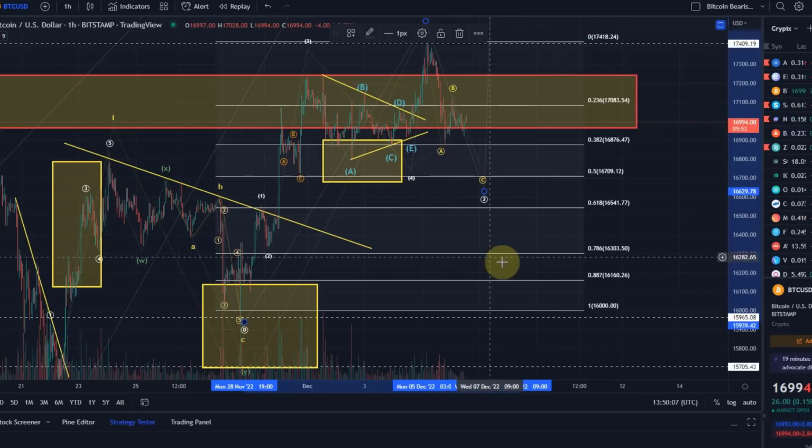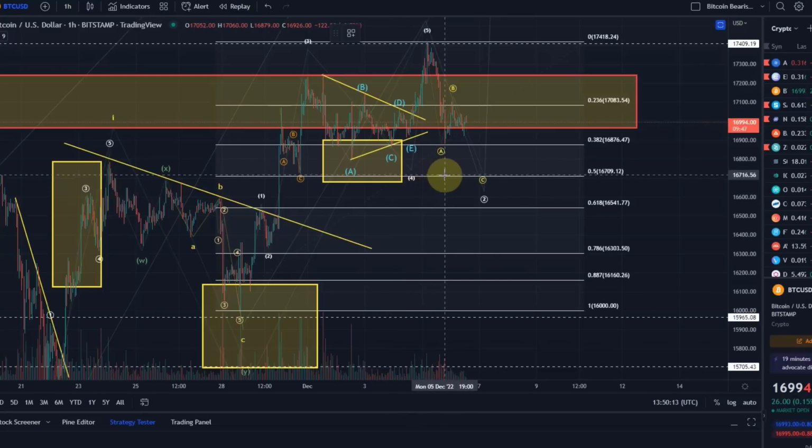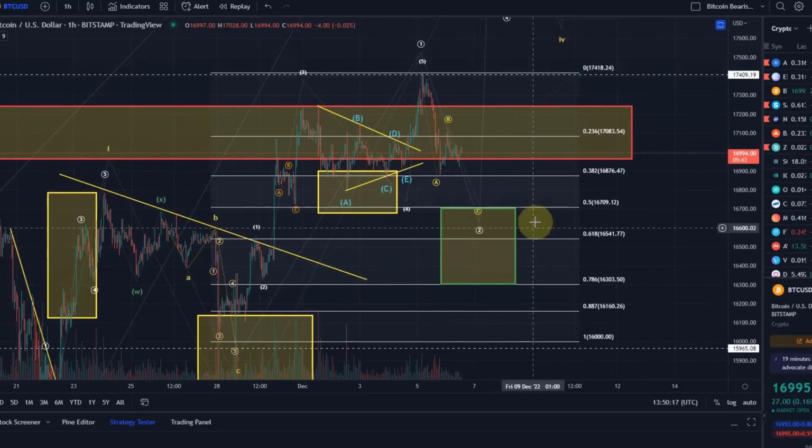And the last relevant level, because below that level it is very unlikely that it's still a wave 2, the last relevant level is 16,303. So in this particular scenario, it would be this area where we will ideally find a reversal.